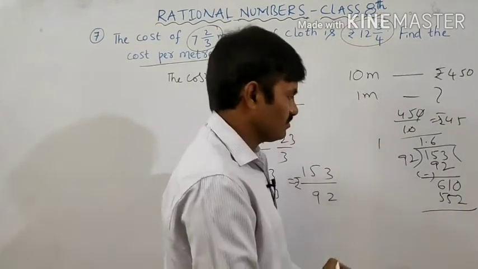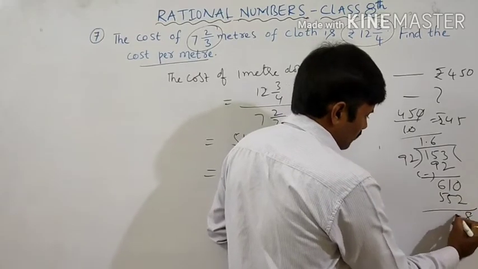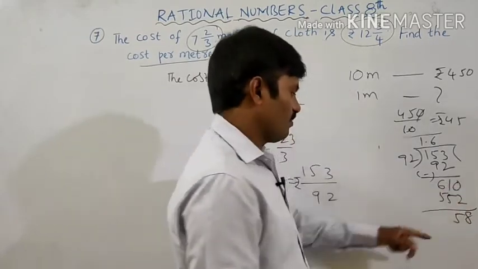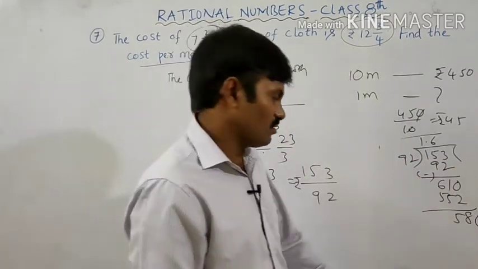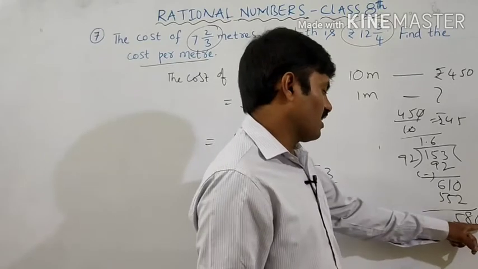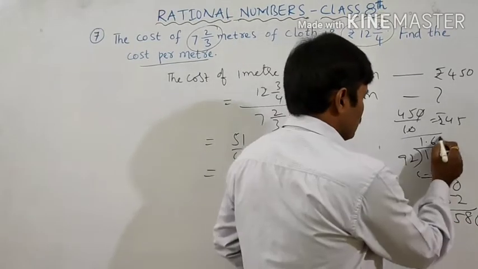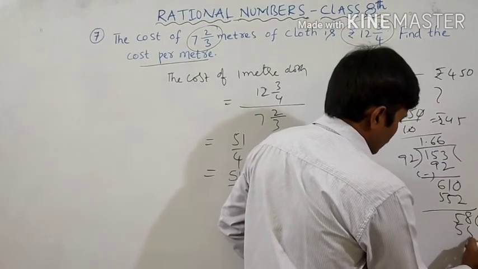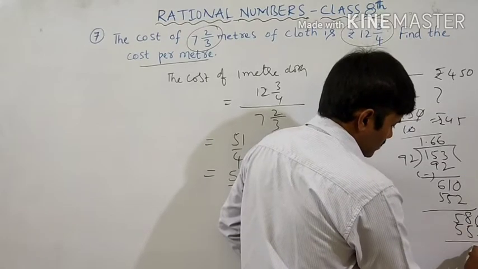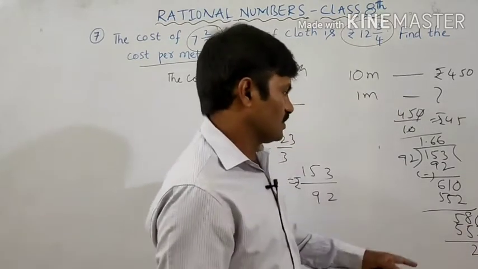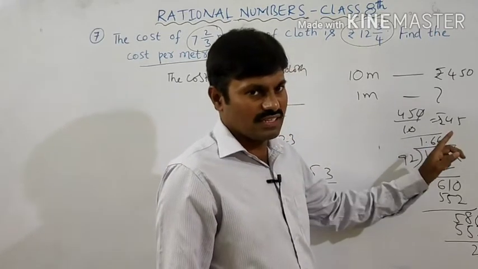Again subtraction: 10 minus 2 is 8, 10 minus 5 is 5, with 1 borrowed, so 58. Again keep a 0 here in the dividend, so 580. The nearest number to it is 552, that means 6 times. Difference is 10 minus 2 is 8, borrow 1, 7 minus 5 is 2, so 28. It is enough to show rupees as 1.66, 2 digits are enough.